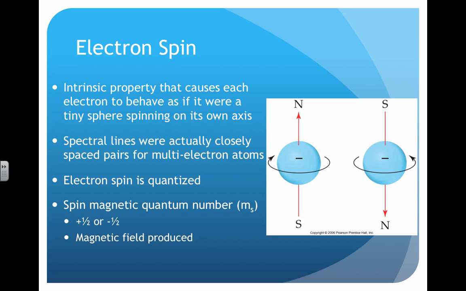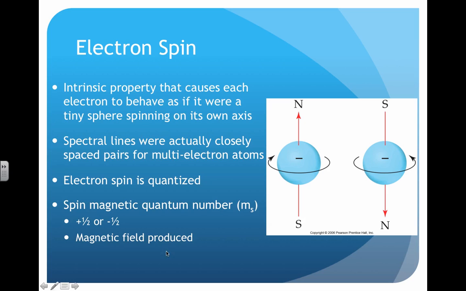Spin is also something we have to consider. Spin is basically the way the electron is rotating as it's moving in its wave-like property. What they find is that the spectral lines we saw were closely spaced pairs for multi-electron atoms, which doesn't mean a whole lot right now, but later on it will. Electron spin is also quantized, so it carries energy, which makes sense because we talked earlier in thermodynamics about how bond energy is the potential energy of our chemicals.